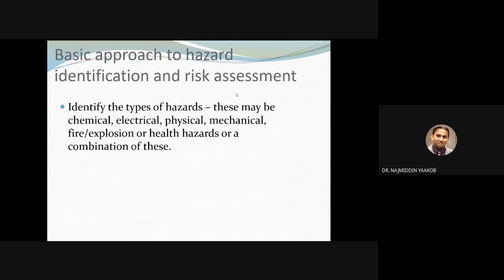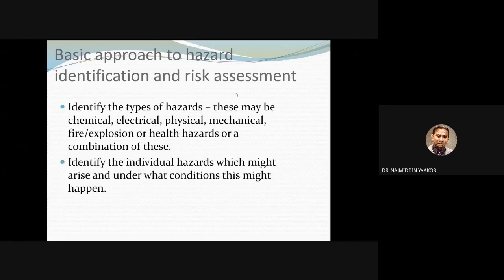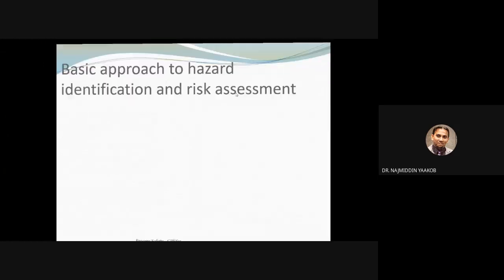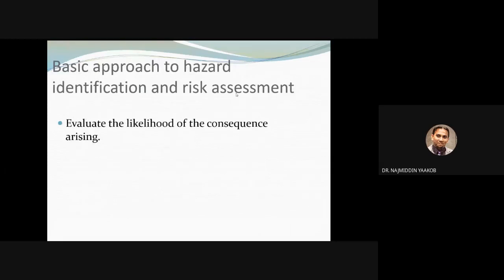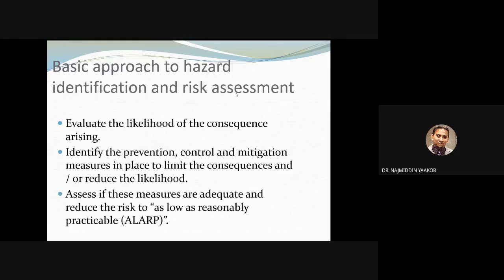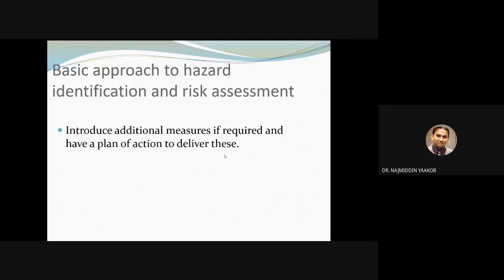The basic approach to hazard identification is to identify the type of hazard, for example whether it's chemical, electrical, physical, or mechanical. Identify the individual hazard and also evaluate the possible consequences. Evaluate the likelihood of the consequences arising and identify the prevention, control, and mitigation, and assess whether this control and mitigation is reliable or not. Introduce additional measures if required and have a plan of action to deliver this.